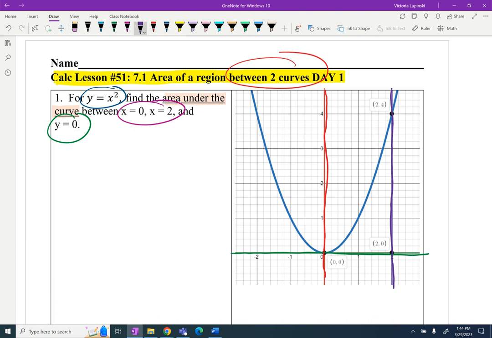What you do have to do is you now have to shade the region that is bounded by all four of those curves. So it has to be under the blue curve, it has to be above the green curve, to the left of the purple curve, and to the right of the red curve. The only region that fulfills all those requirements is right here. So go ahead and shade this region. This is what we want to find the area of.